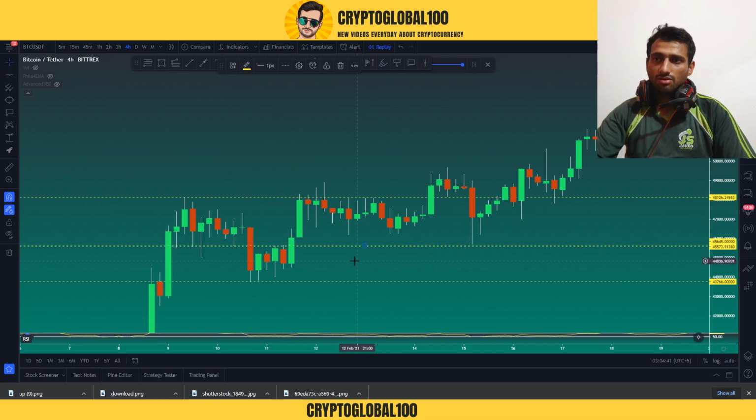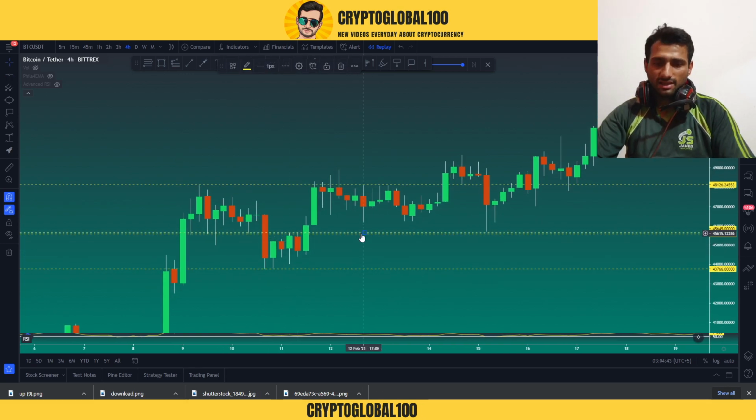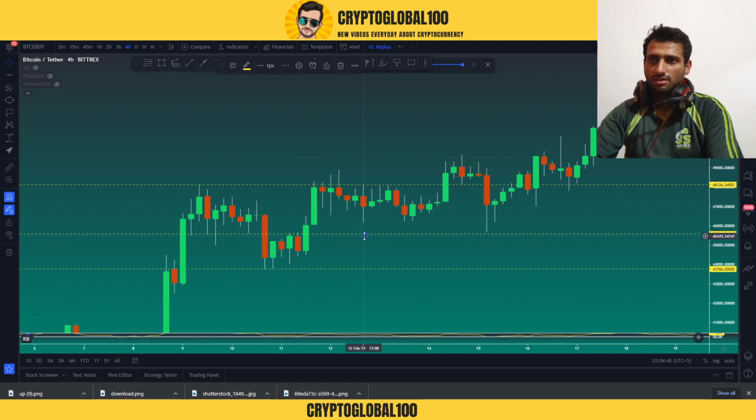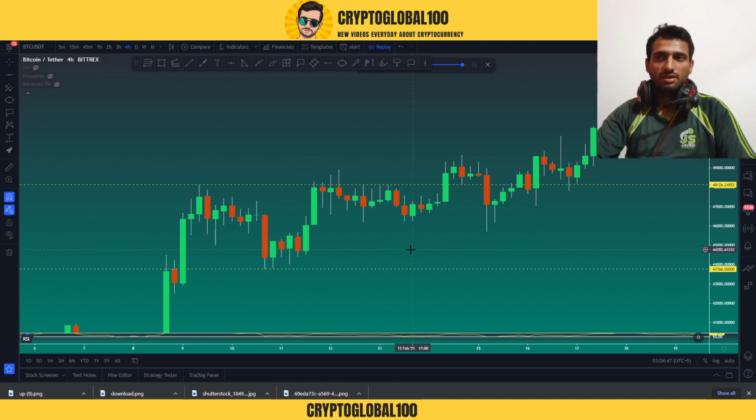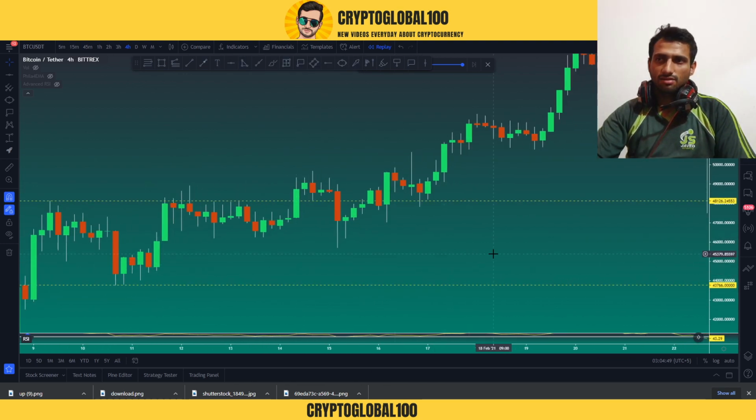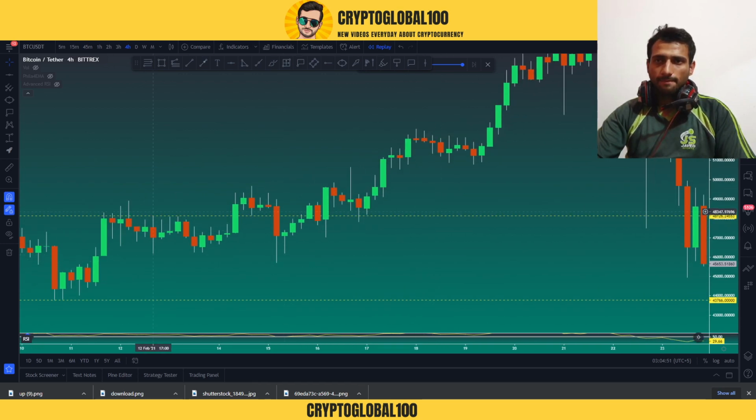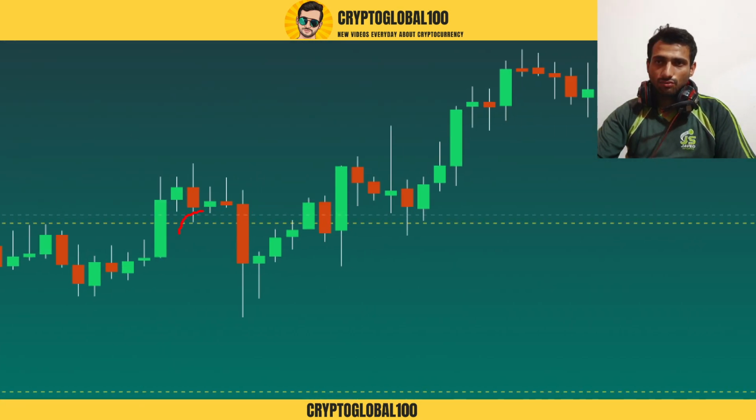So I'm gonna talk you through this in the next chapter. Right now I'm talking about the beginner stuff, so you can easily understand. Now if we move on, we can see here it acted as a support level. Next up, you see here the price again reacted to this area as a support level. Okay, now it became the support and price came up.